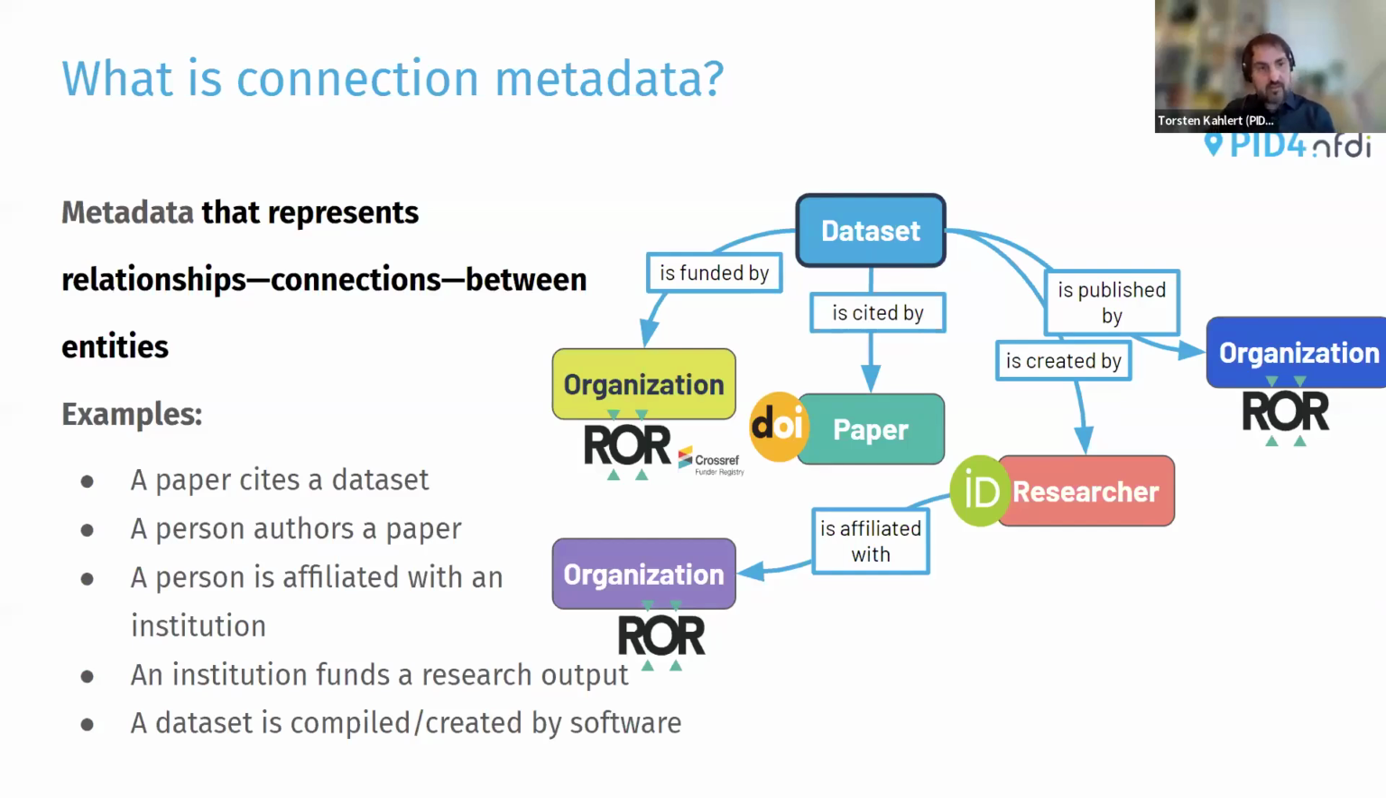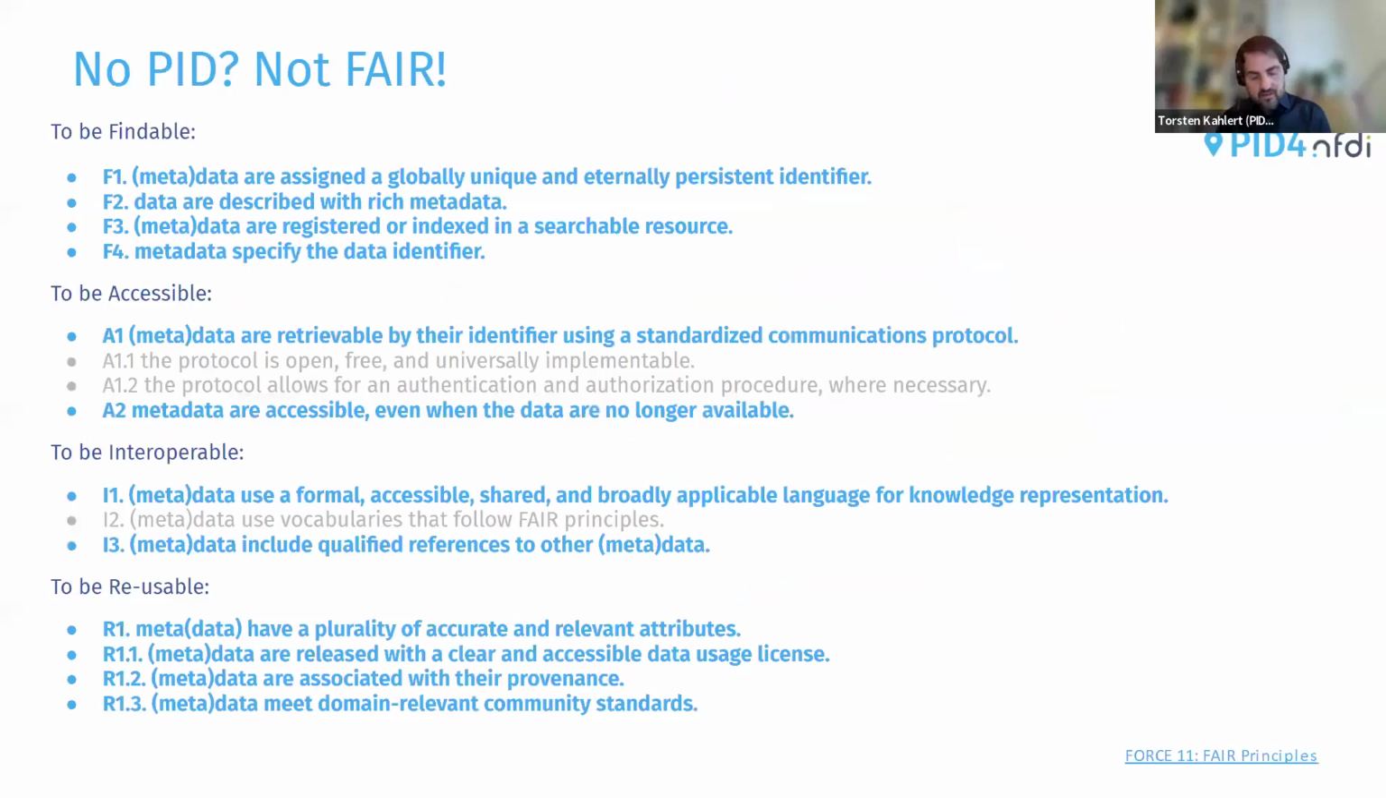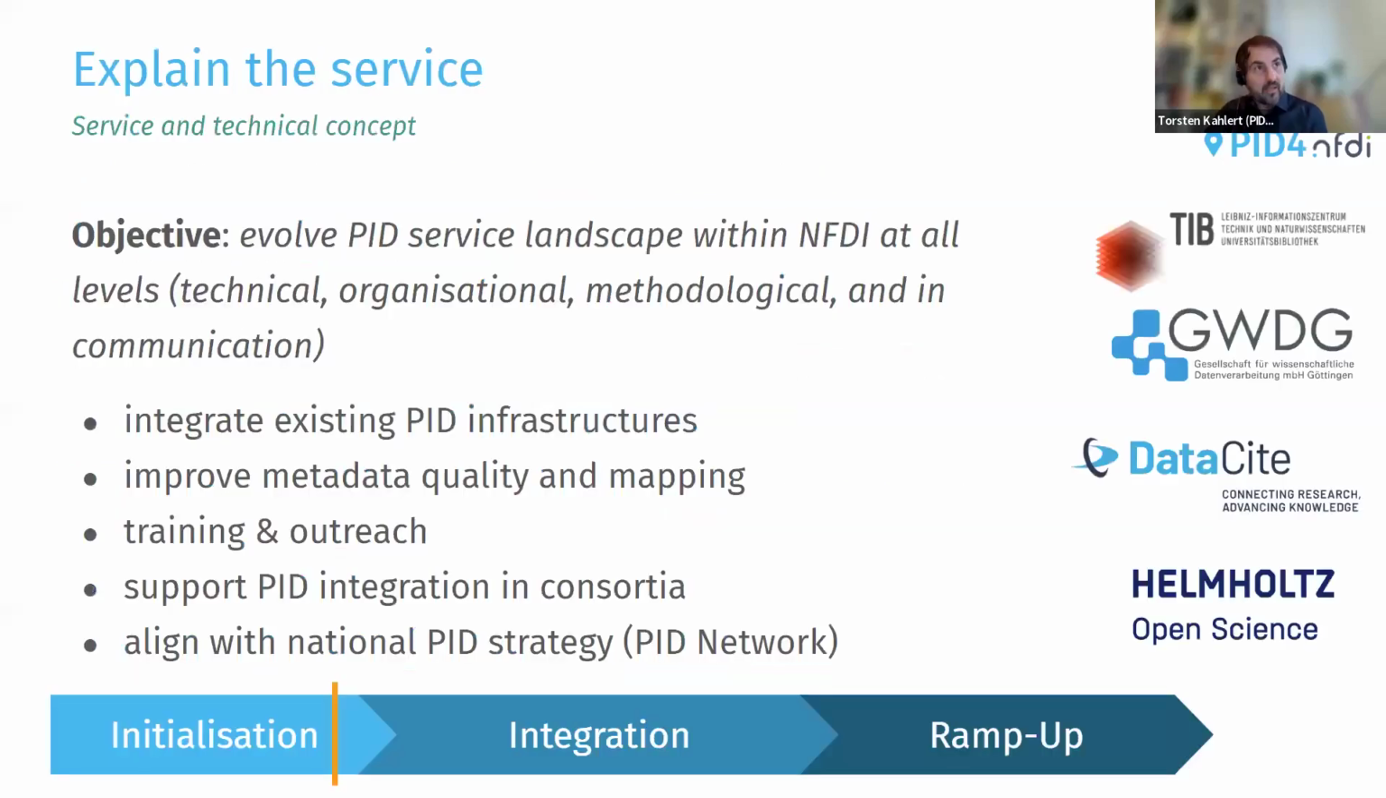To underline that PIDs are key for FAIR research data management, let's have a brief look at the FAIR data principles. You can see them here, and the light blue bold highlighted parts are principles directly related to PIDs and their impact. And as you can see, PIDs are needed almost for all principles. So they are a core feature of making data FAIR.